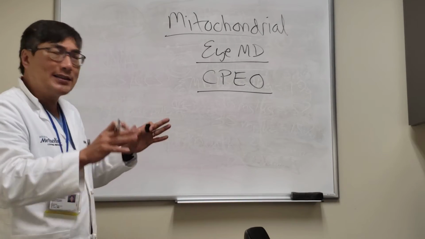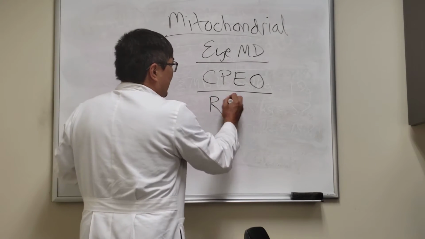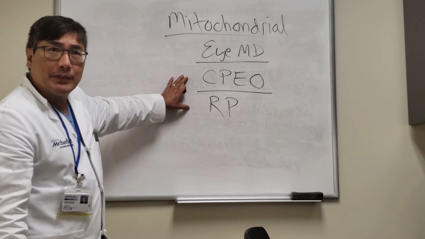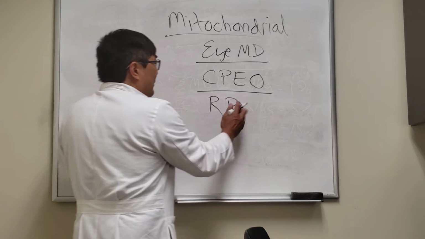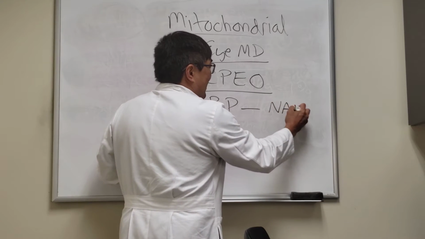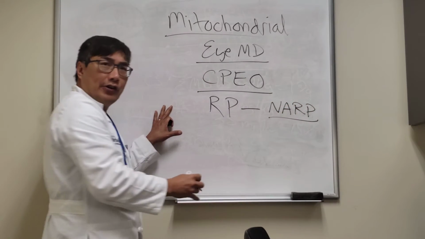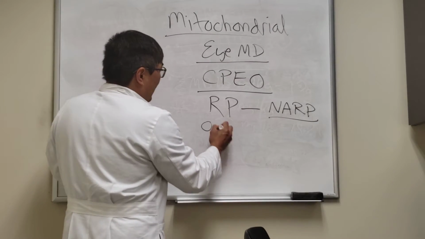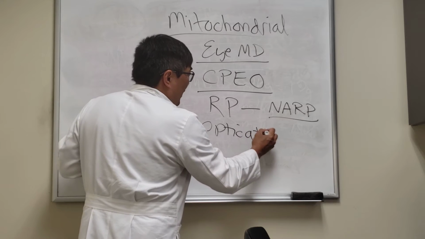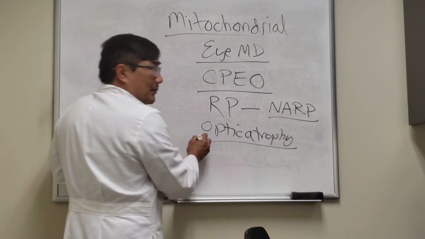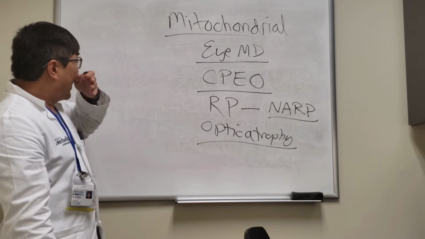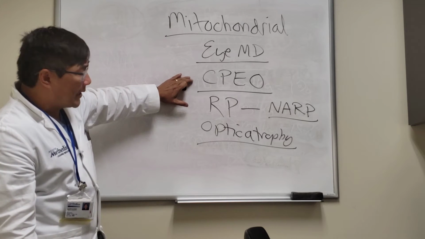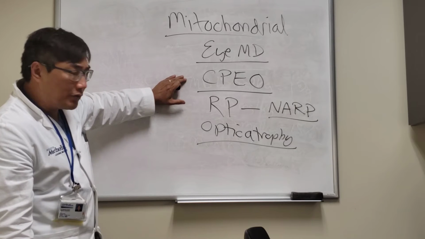You're going to be looking in the retina for a retinitis pigmentosa-like pattern, and that is called Kearns-Sayre in young people. The RP can be associated with neuropathy and ataxia, and that is called NARP, neuropathy, ataxia, retinitis pigmentosa. We're going to be looking for optic atrophy in all of these patients because the optic nerve is one of those highly metabolic structures.